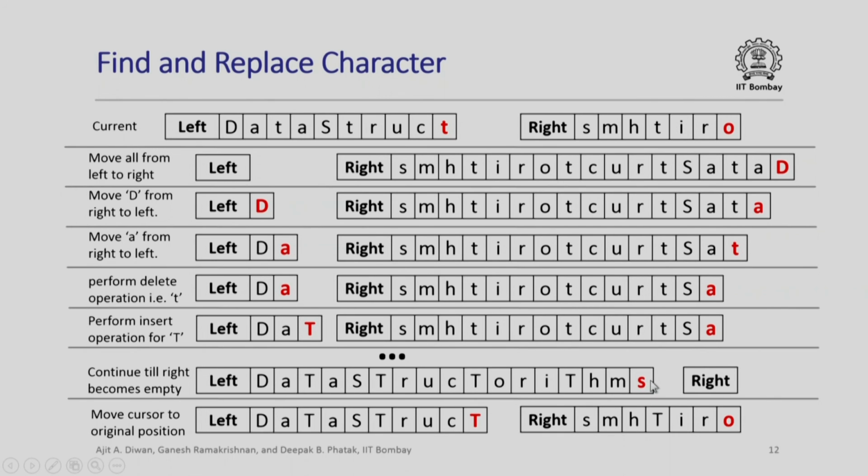Now, I note that originally the cursor was somewhere here, in between these two. I will move the cursor back to the original position, getting this in my left stack and this in my right stack. This is how I have achieved find and replace of a character.